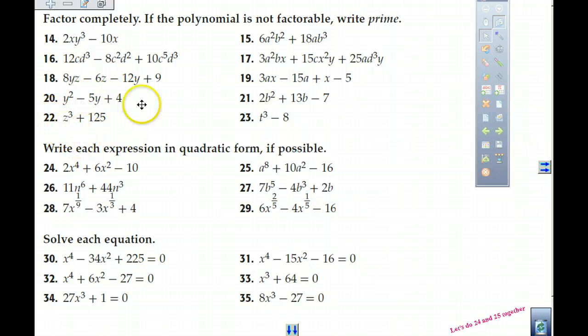And then when we get to 22, you can see that's a little different. We haven't done anything as far as factoring with cubes, and then when we get up here, we have to write it in quadratic form. I'll show you what that means. But it's things to the 4th power, degrees of the 4th power, and then we're going to start solving.